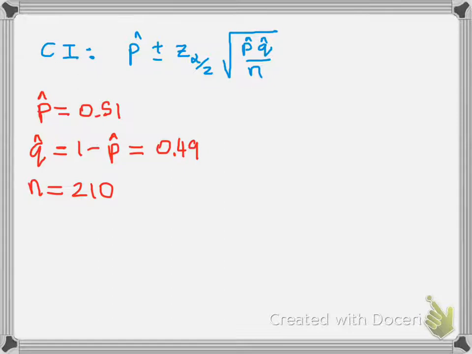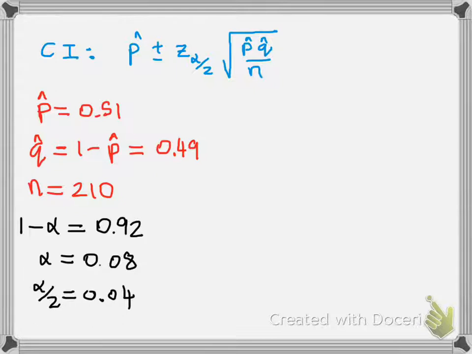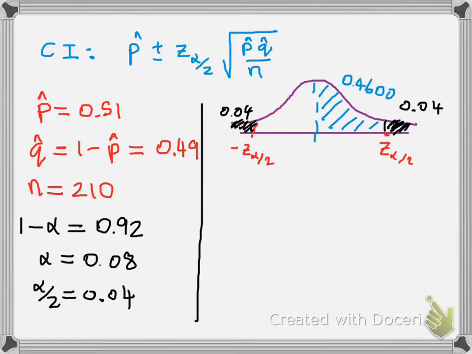Sample size is 210, and so our level of confidence is 0.92, and that means our error is 8%, 0.08, half of which is 0.04, which is 4%. So what we're trying to figure out there is our Z value, our critical value. The picture we're thinking about is as shown. In your table of values, you only get that area that's shaded in blue, 0.4600.